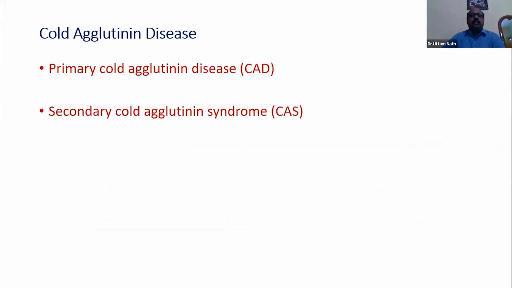Primary cold agglutinin disease is idiopathic, and secondary cold agglutinin disease is also called cold agglutinin syndrome. It can be secondary to autoimmune conditions like SLE, rheumatoid arthritis, secondary to infections like mycoplasma, infectious mononucleosis. It can be secondary to malignancies, most commonly B cell NHL. And it is usually said that invariably there is a clone of low grade or indolent B lymphoproliferative disorder, which may or may not be evident on bone marrow biopsy or flow cytometry.